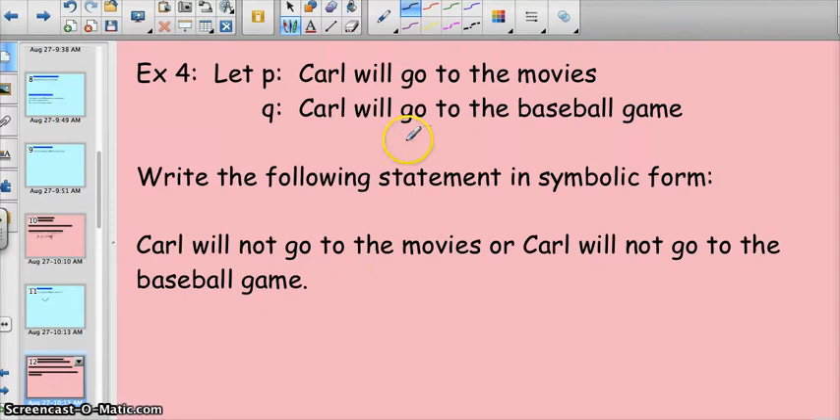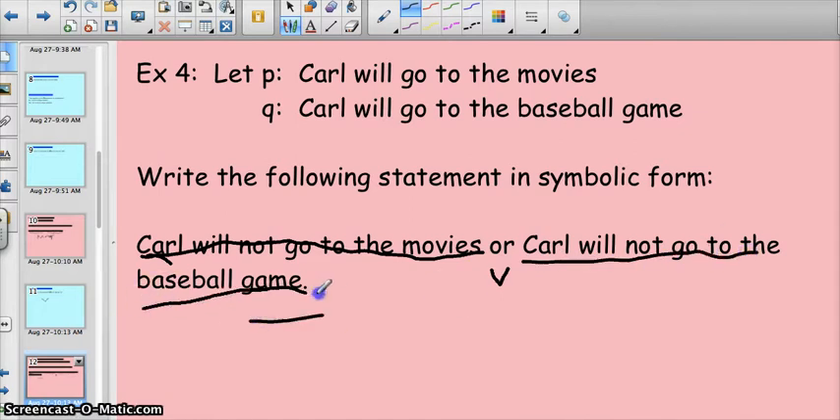So let's talk about how to utilize that. We're going to write it in symbolic forms. Here we go. Here's what I see. I see Carl will not go to the movies. That's one of the statements. There's an or in there, so I'm going to use that guy for the or. And then we got Carl will not go to the baseball game. All right, so let's write that out. Let's see how that works here, okay? How are we going to pull this off?